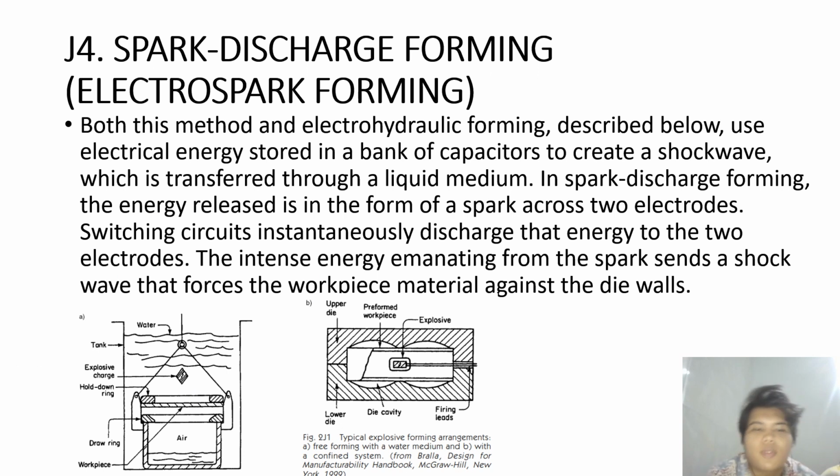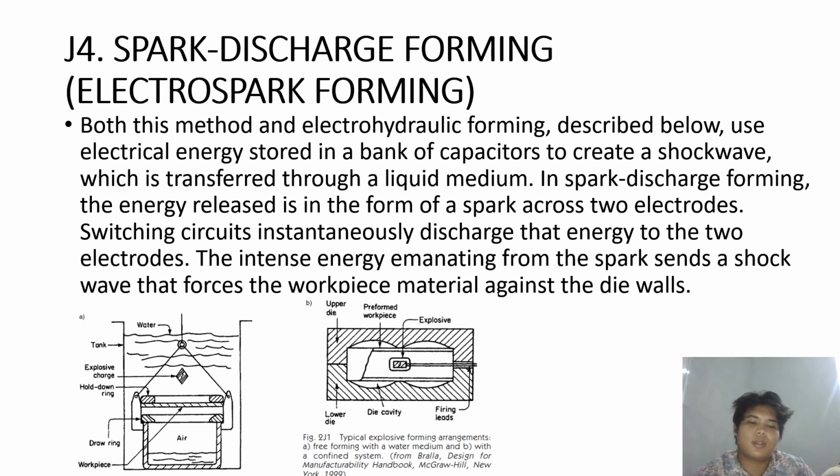Spark discharge forming or electrospark forming. Both this method and electrohydraulic forming described below use electrical energy stored in a bank of capacitors to create a shock wave, which is transferred through a liquid medium. In spark discharge forming, the energy release is in the form of a spark. A switching circuit instantaneously discharges that energy to the two electrodes. The intense energy emanating from the spark sends a shock wave that forces the workpiece material against the die walls.